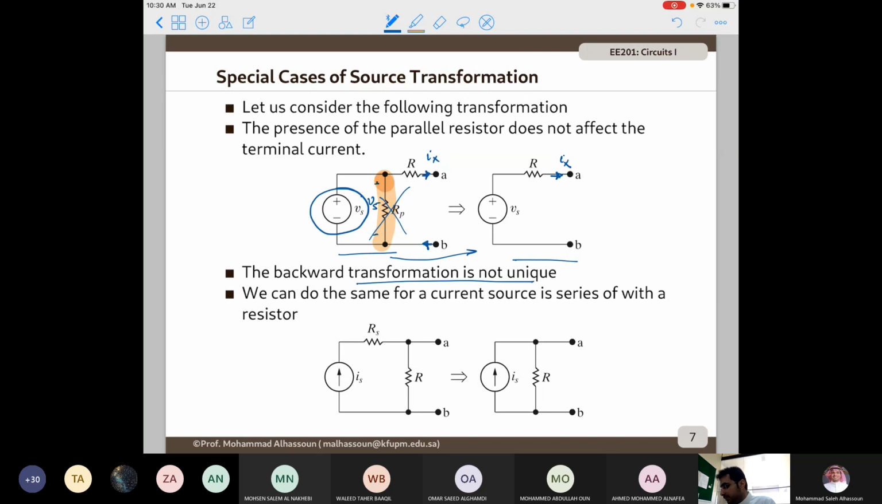We can do the same if we have a current source in series with the resistor here. If we remove the resistor, then the current here, if I call it Iy, will be exactly the same as Iy. So imagine that we have a fictitious load here, and here it's going to be exactly the same load. So the current supplied to that load is going to be exactly the same in both representations.